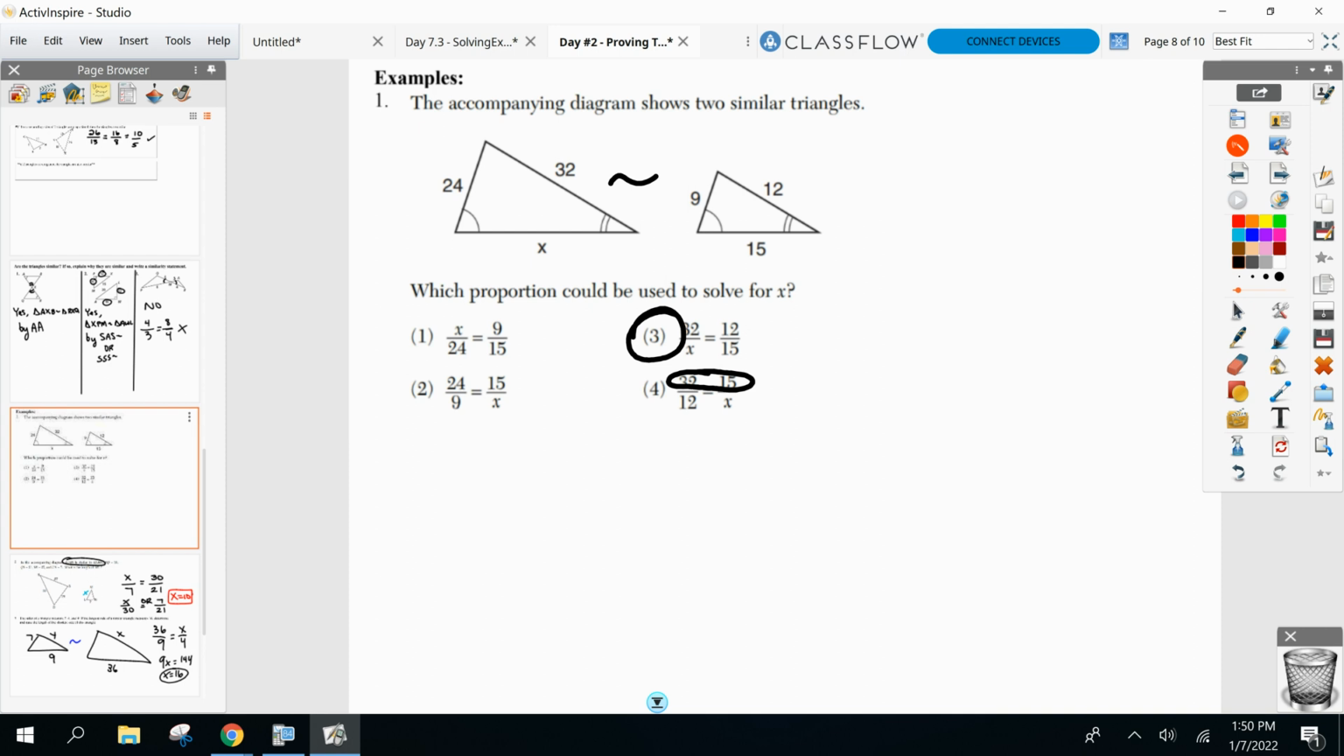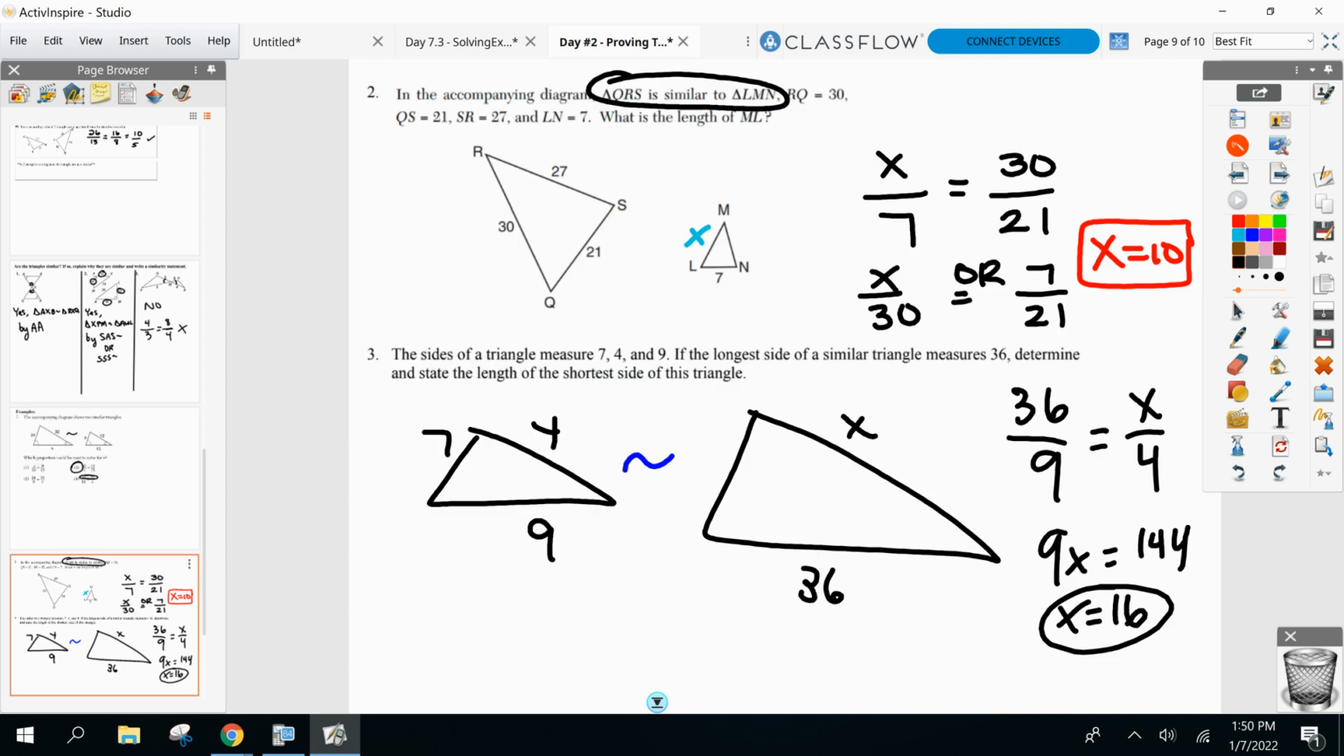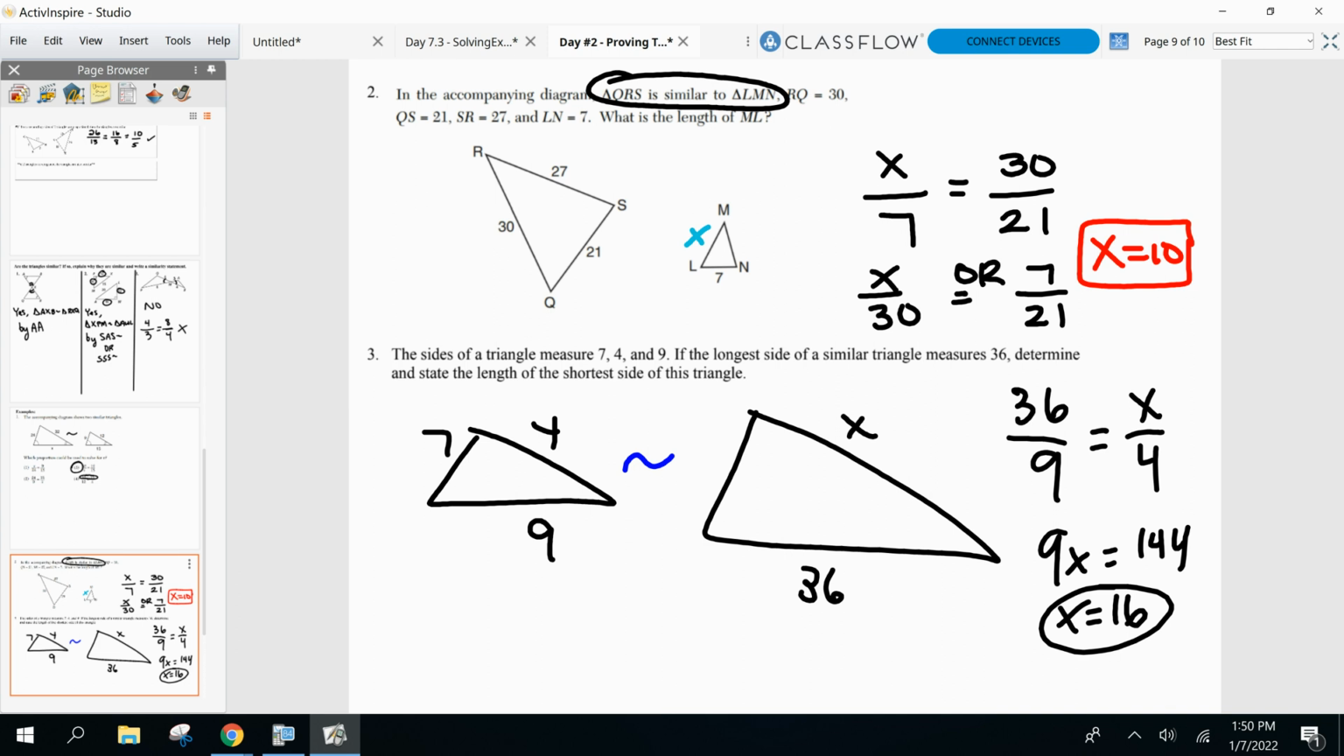Let's put it this way. You should never be cross multiplying two sides together. They shouldn't be diagonal from each other. They should be on top of each other or across from each other. So you should never be cross multiplying two sides from the same triangle. All right, how are we feeling? All right, one more with you, and then I want to do a homework problem with you as well.